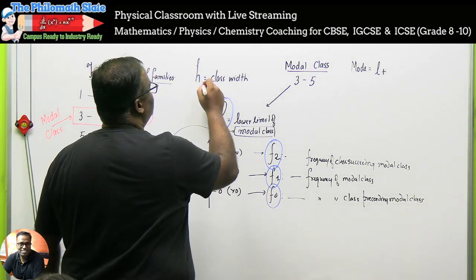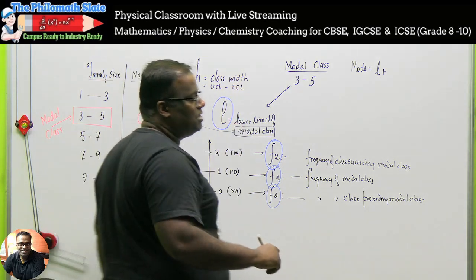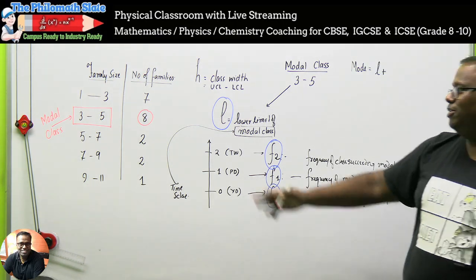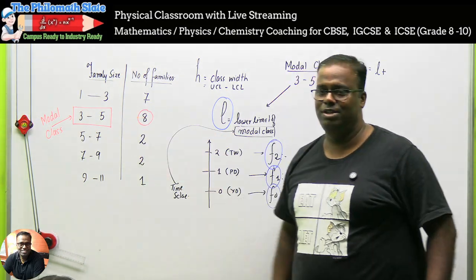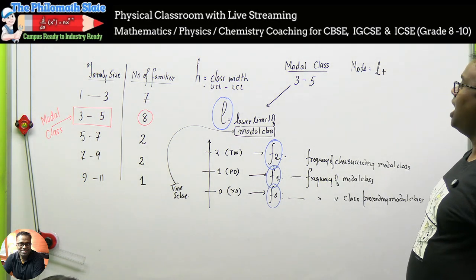UCL minus LCL. Now don't ask me, sir, for which class do we find this? Any class. It will be all uniform. Just see 1, 2, 3, 4, 5, 6, 7. Understood? Now the question comes, how do we write the formula?